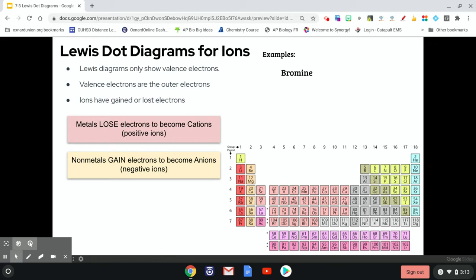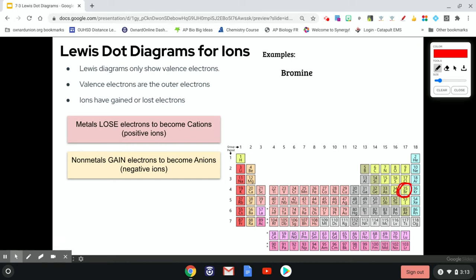Okay, what if we do a non-metal? So let's find bromine. Bromine is here on the periodic table. It says column 17, but I know that that is a representative column and it really can be considered column 7. That bromine is going to have 7 valence electrons. So let me start drawing it. 1, 2, 3, 4, 5, 6, 7.